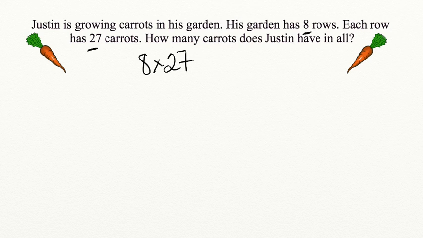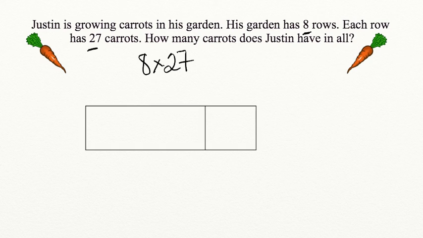Now I want you to solve this problem in two different ways. I want you to solve it with the traditional method as well as the area model, and that way you can check your work. All right, let's go ahead and start with our area model. We know that we're going to put our ones place in our ones column, and then we're going to separate our tens and our ones. So we have 20 plus 7. All right, our next step, 8 times 20.